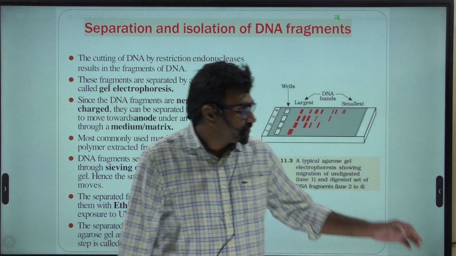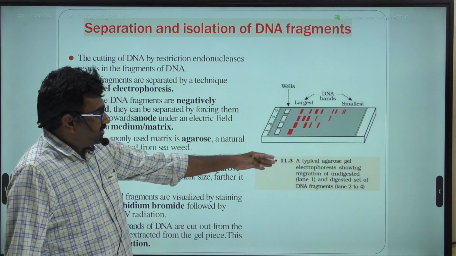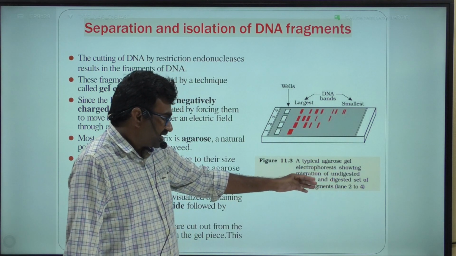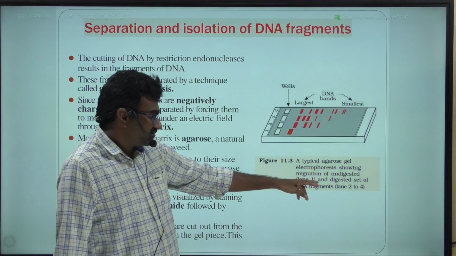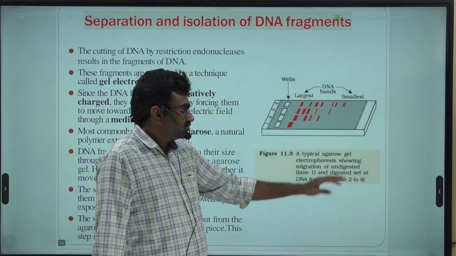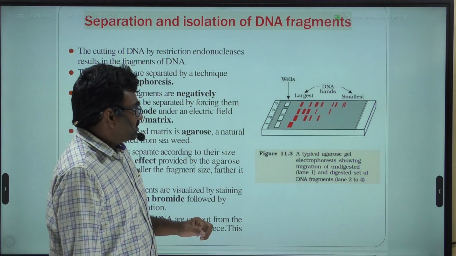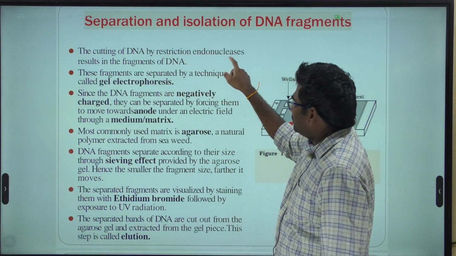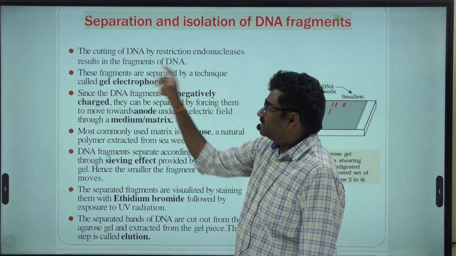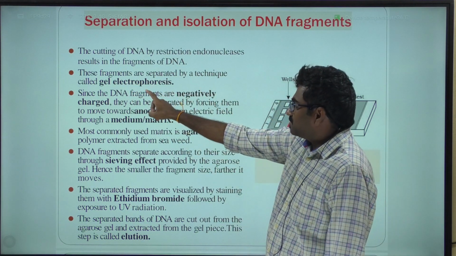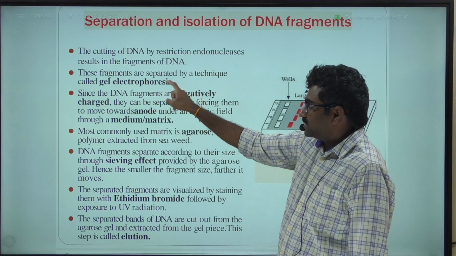Agarose gel electrophoresis. So here is a diagram, a typical agarose gel electrophoresis showing migration of undigested and digested set of DNA fragments, lane 2 to 4. So here the cutting of DNA by restriction endonucleases results in fragments of DNA, and these fragments are separated by a technique called agarose gel electrophoresis.